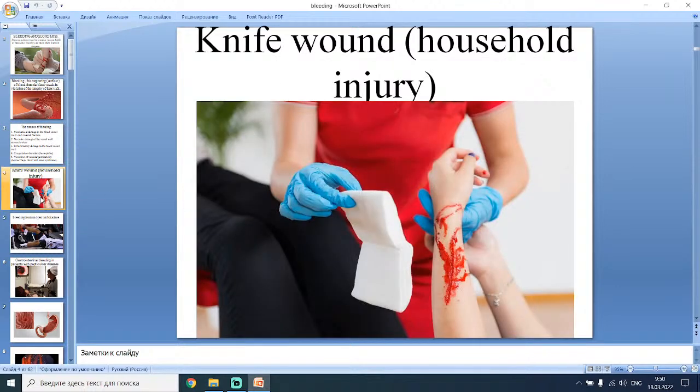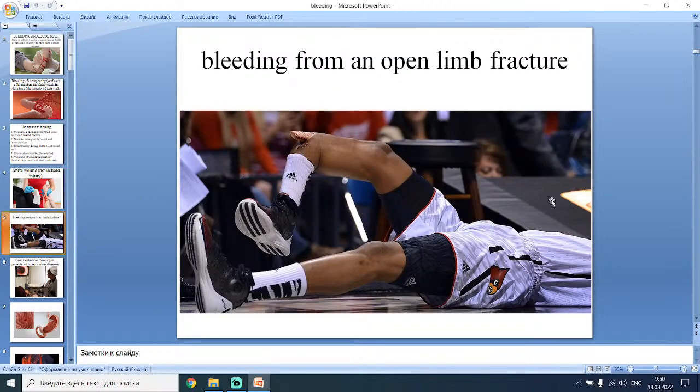For example, in this slide you can see a knife wound. A knife wound is called a household injury. It very often causes external bleeding. Next slide, you can see a fracture and bleeding from an open leg fracture, when the fracture led to rupture of the vessels.